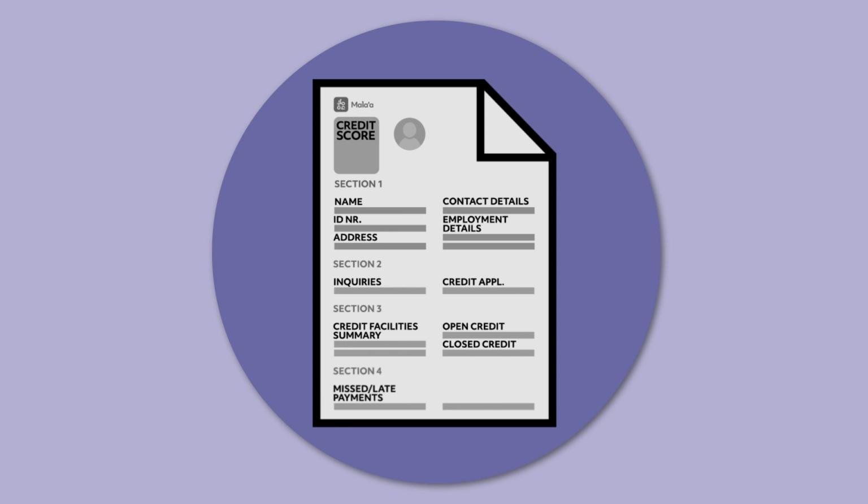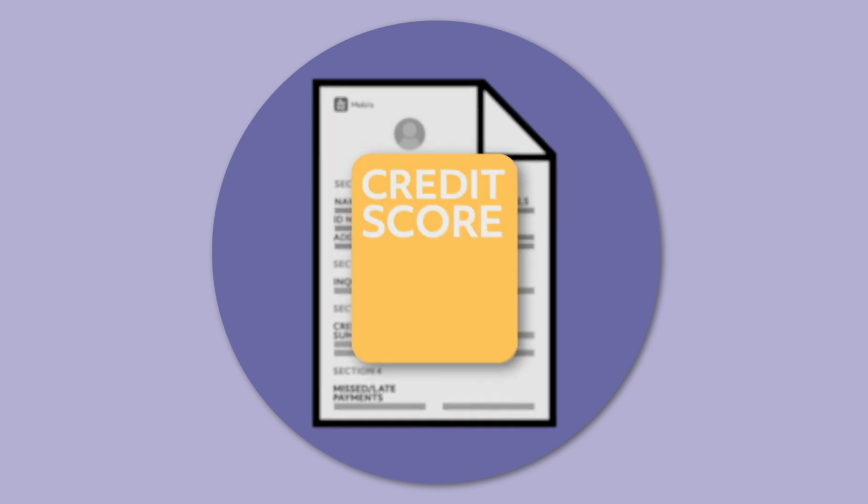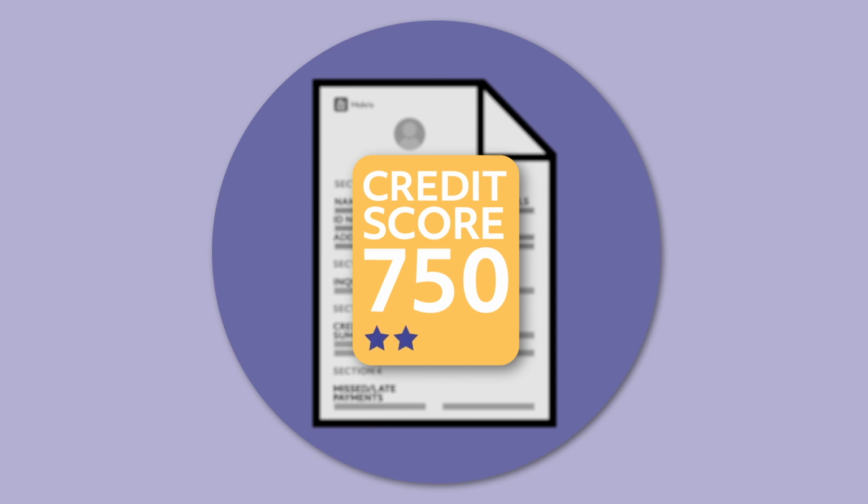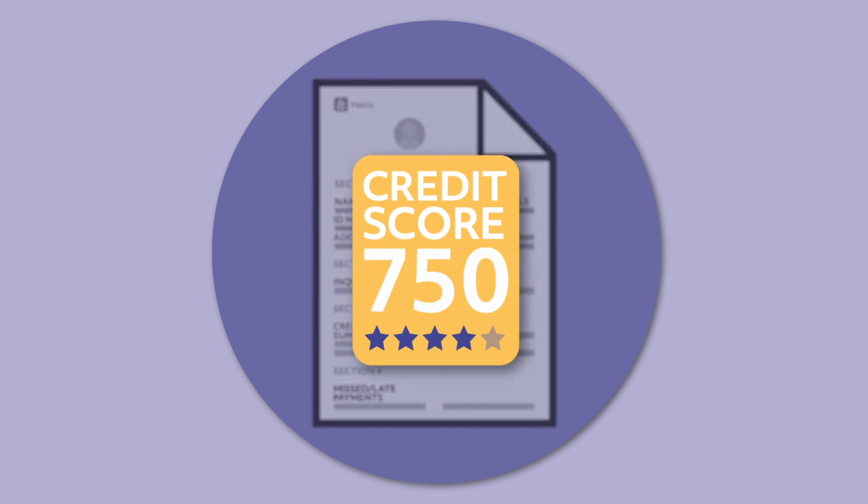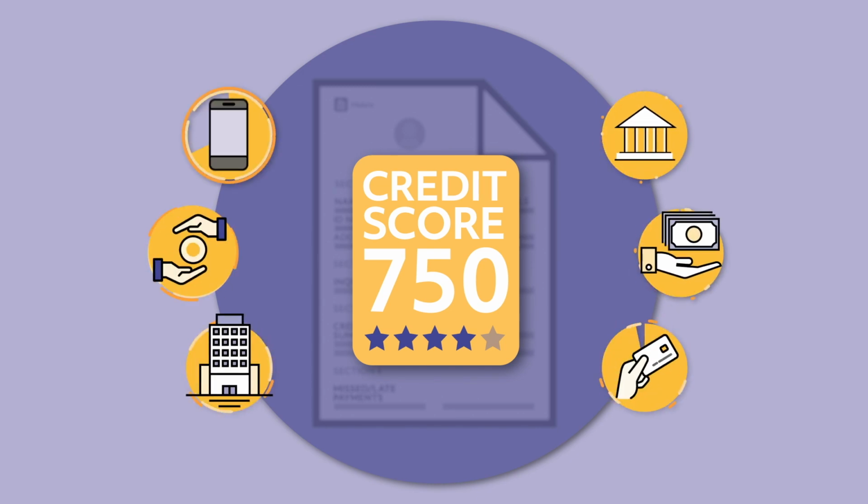It also shows in the credit score a three-digit score from 300 to 900, where the higher the number, the lower the credit risk. As we can see from this example, the credit score is 750. That's a fairly strong score and likely to enable access to affordable credit.